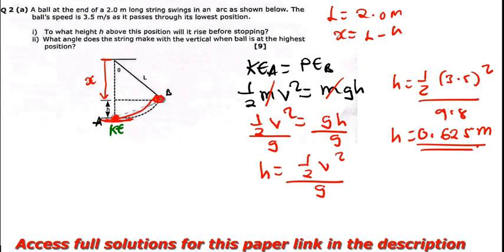Now we move to the second part. We can clearly see that it's asking us what angle the string makes with the vertical when the ball is at the highest point. So when the ball is here, what angle? One thing we should know is that I'm going to use SOHCAHTOA.